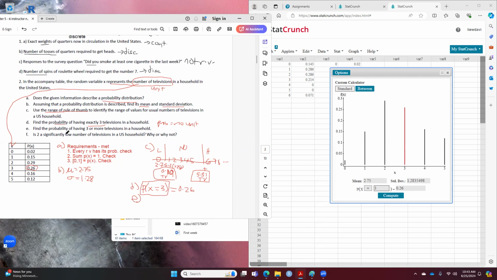Okay. Question E is what's the probability of having 3 or more televisions? So when you do 3 or more, it means 3 is included, so 3 or higher.